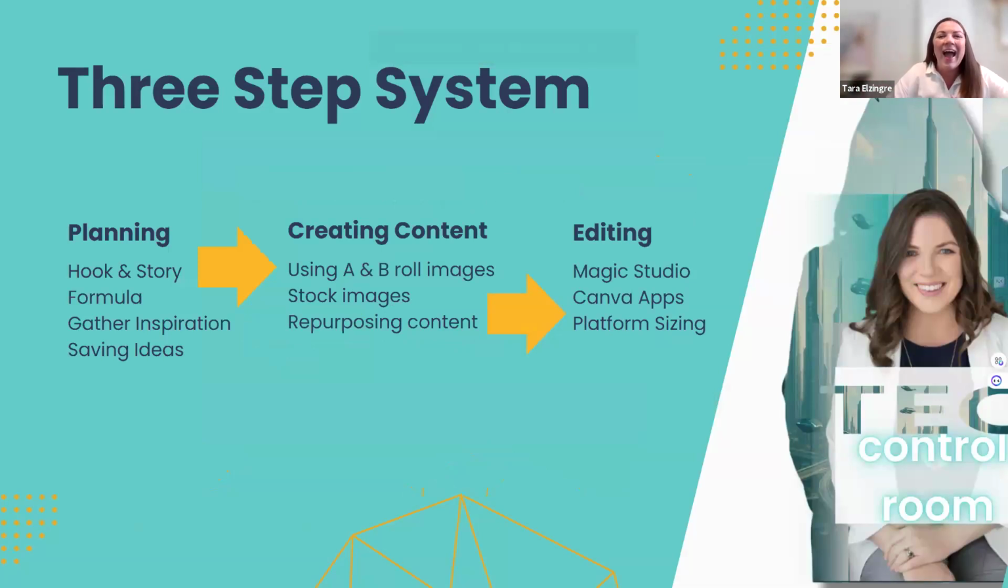Now we're back again. So the 3-step system, we're really looking at planning, creating content, and editing today. Looking at the planning, that's where the hook and story formula comes into it. Where are you gathering inspiration? Where are you saving ideas? And if you have any tips and tricks that you can add into the chat, feel free to do so. We can all learn from each other here as well. It's a really important part of it, the planning.